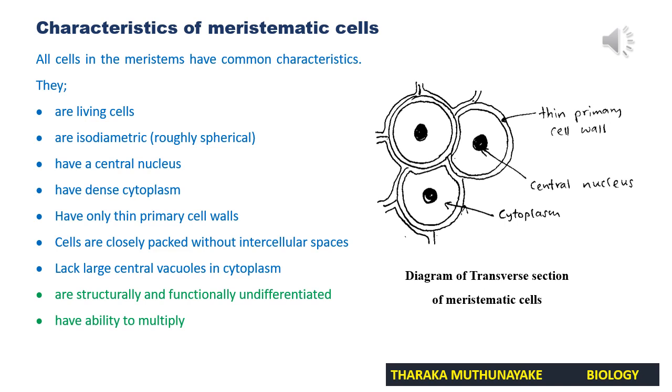So if you go to functional or physiological features of meristems, as we said earlier, we can say they are structurally and functionally undifferentiated. That means they are not specialized for a specific function or functions. Second, they have the ability to multiply under suitable conditions. That means they divide under suitable conditions.